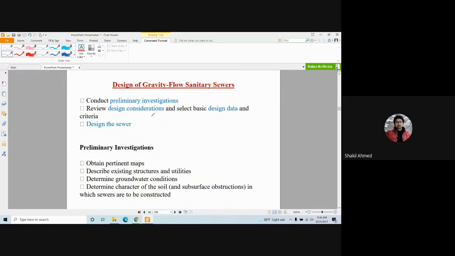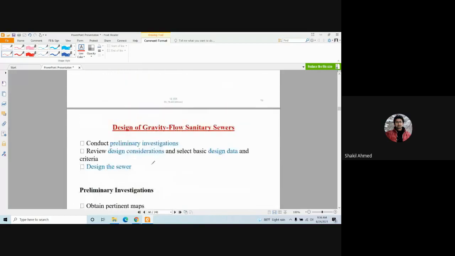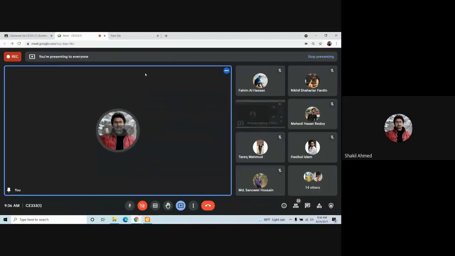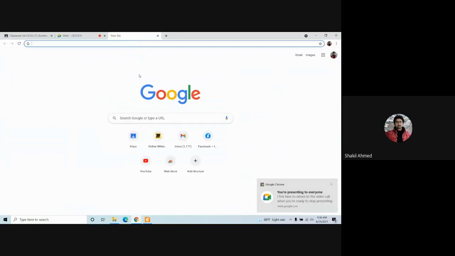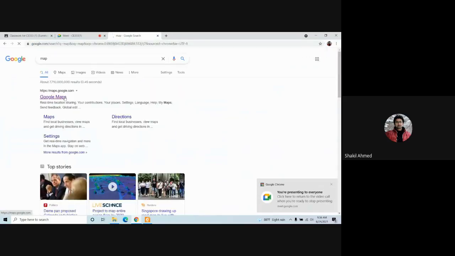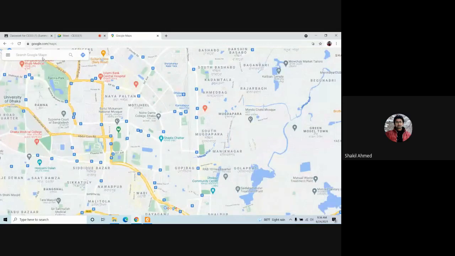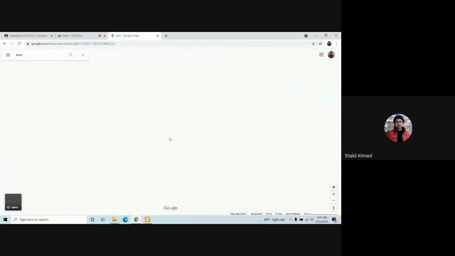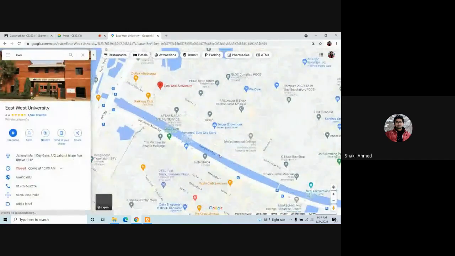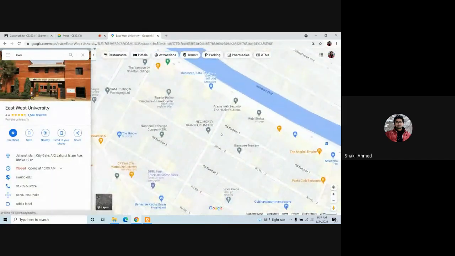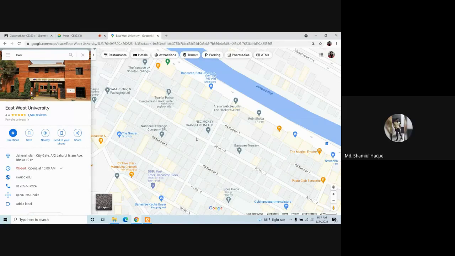At first, when you are going to design a sewer network, at the very beginning, what do you need to know? I already showed you that if you look at the map, you need to know the map, right? Because I told you that you have to follow the street alignment or layout, right? Because you cannot pass your sewer under the building, can you? No, sir. So you have to know the map.